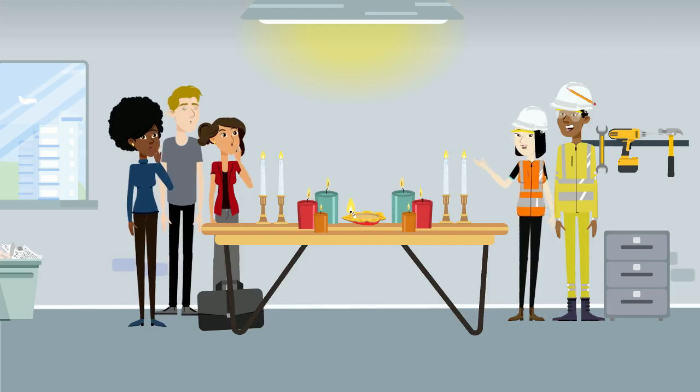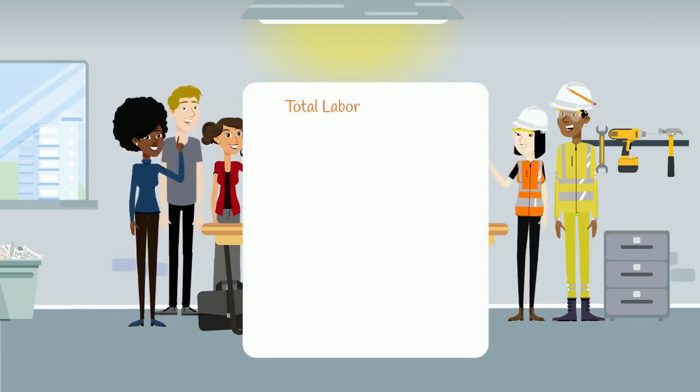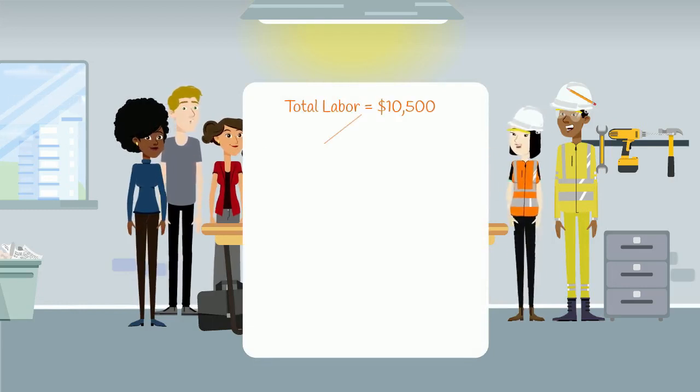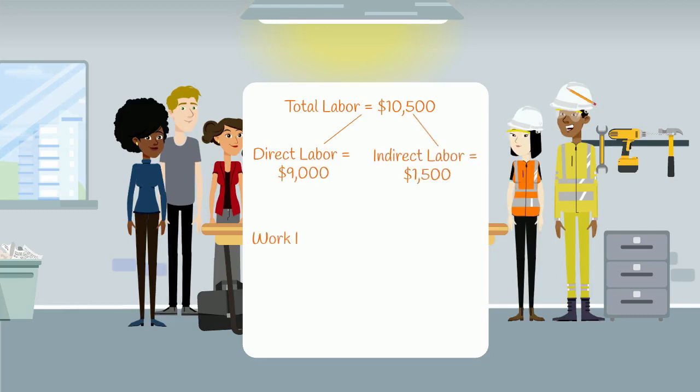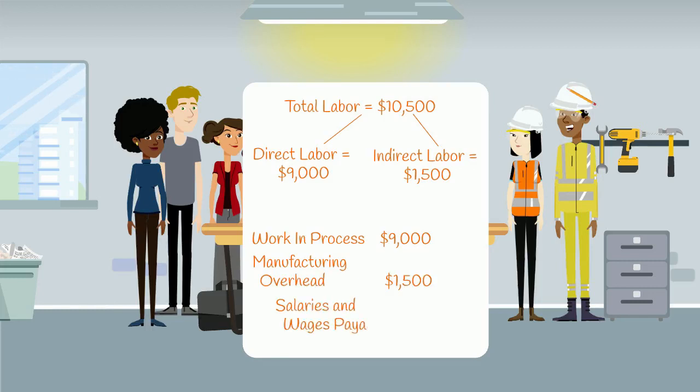Let's record the labor charges. We need to pay all of our employees. Our total salary and wages for this period is $10,500. Of that amount, $9,000 is for direct labor and $1,500 is for indirect labor. We would debit work in process for $9,000, debit manufacturing overhead for $1,500, and credit salaries and wages payable for $10,500.